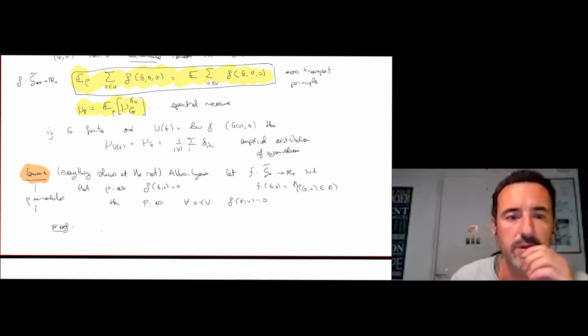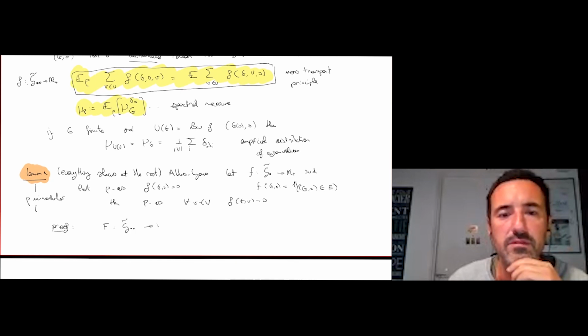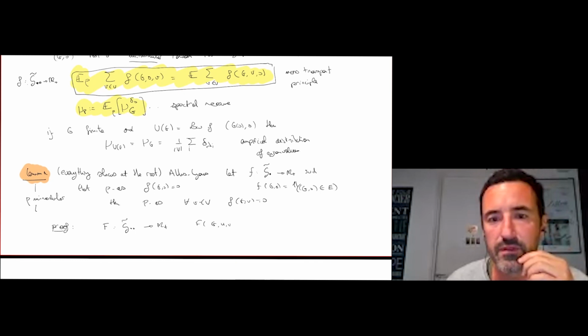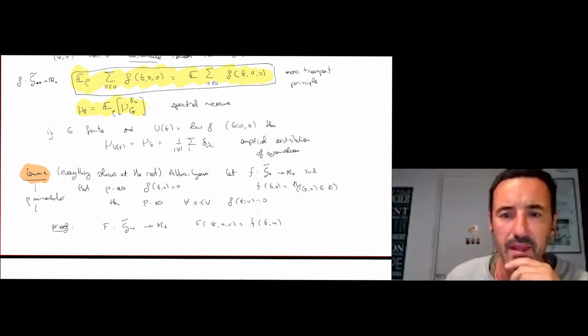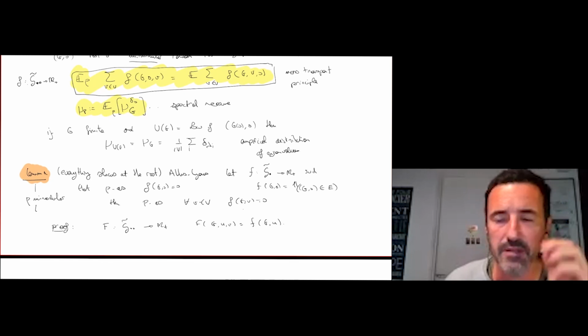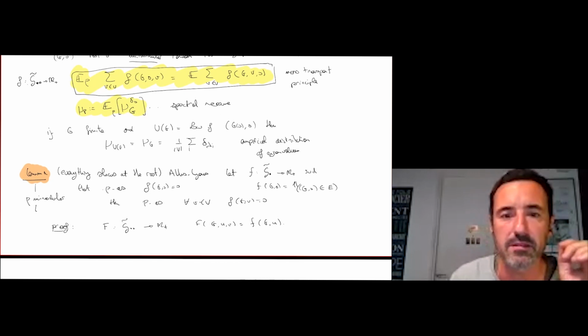Okay, so what do you do? You define the function f on G tilde to R plus, defined by f of (G, u, v) is equal to f of (G, u). It's an example of such a function, and you apply the mass transport principle.